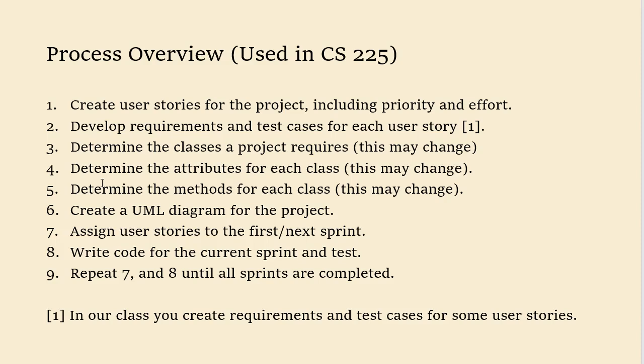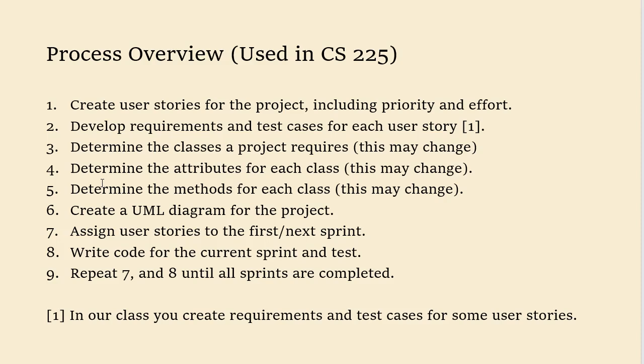Then you go through and determine your classes. Oh gosh, what classes do I think I need, and what attributes do they need, and what methods do they need? So I'm going to go through and say, okay, determine the classes, determine the attributes, determine the methods. And again, this may change. What I mean by this may change is as you go through the design process, you may find that you need additional attributes, or you put a method in the wrong class, or you put an attribute in the wrong class. You're allowed to change this as the design progresses. Once you have all these classes, attributes, and methods, you can create a UML diagram for the project.